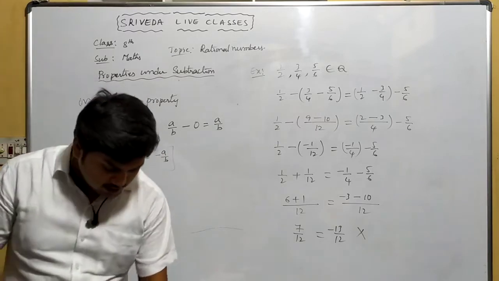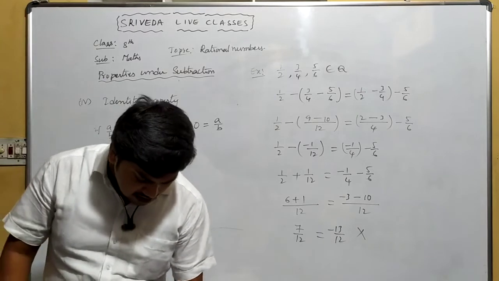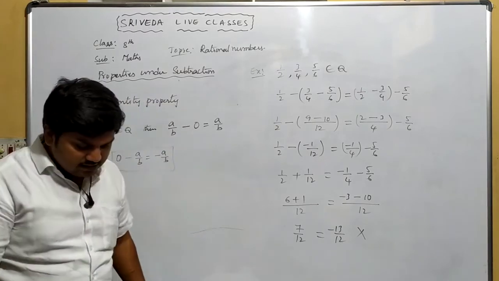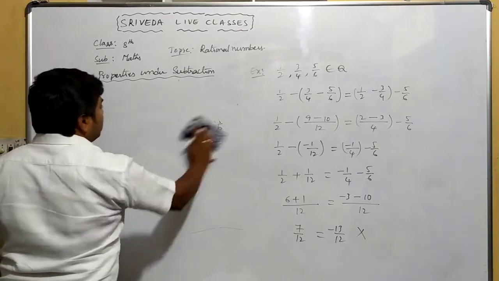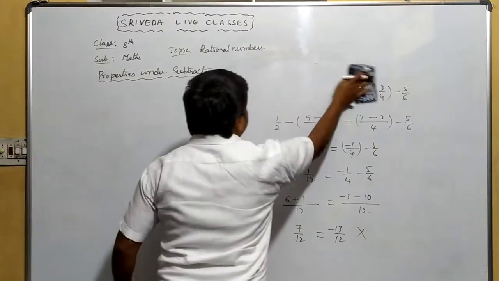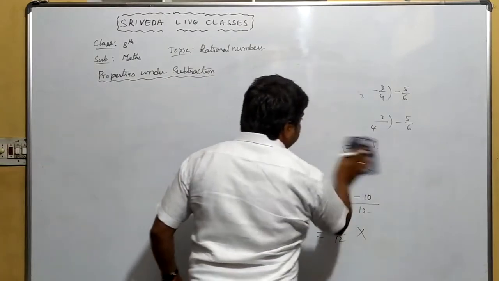Okay, next one is existence of inverse. What is meant by inverse property? So next, the inverse property. What is the inverse property now?